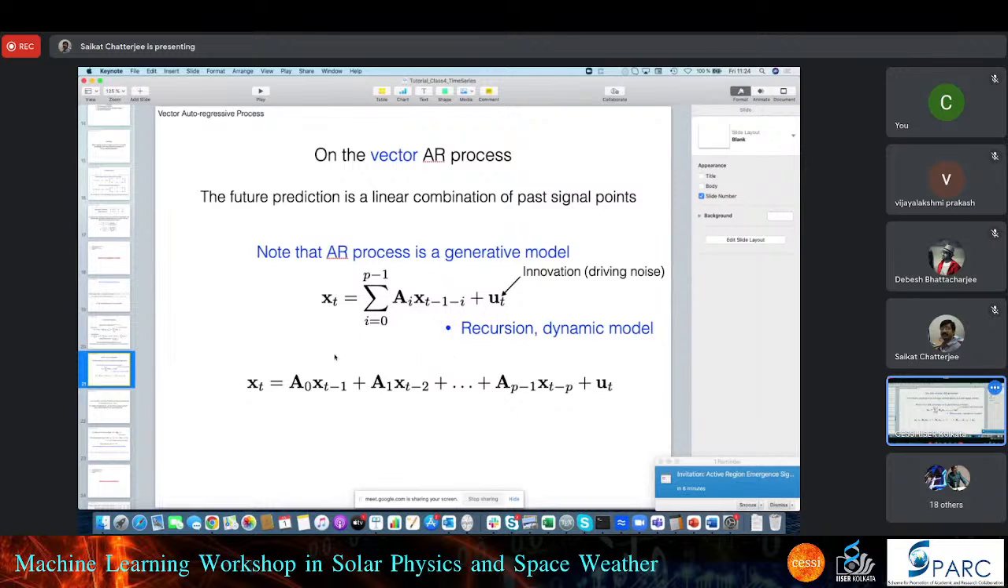So now if you extend this equation, it's nothing but x t equal to a0 times x t minus 1 plus a1 times x t minus 2 plus dot dot dot a p minus 1 times x t minus p plus u t. And you can choose different kinds of noises. Somebody may say, I will choose IID Gaussian noise, but somebody may say, okay, I will choose IID Laplacian noise. Your noise statistics can be very different, and according to the noise statistics, the generative procedure will also be different.